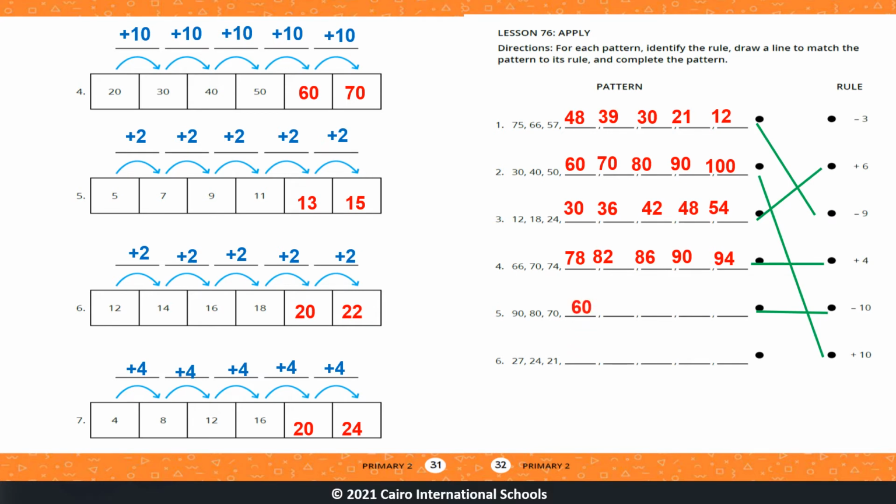90, 80, 70, minus 10 equals 60, minus 10 equals 50, minus 10 equals 40, minus 10 equals 30, minus 10 equals 20. You can complete the last one by yourself.